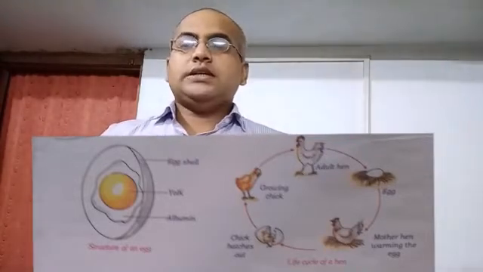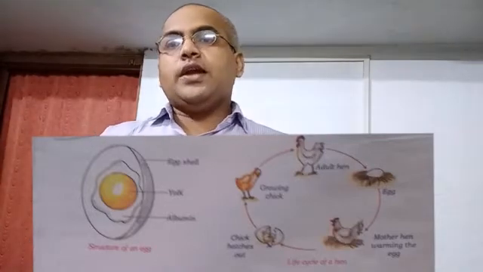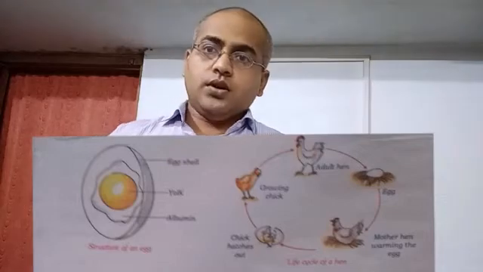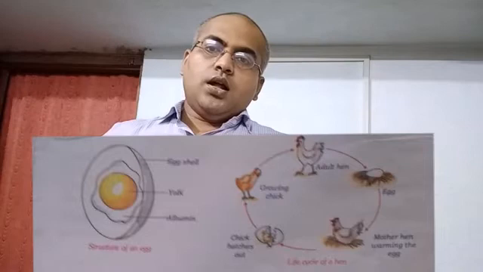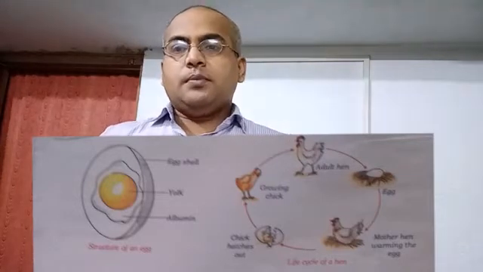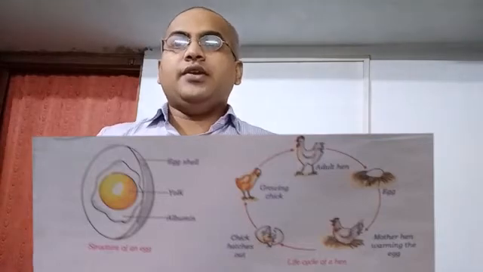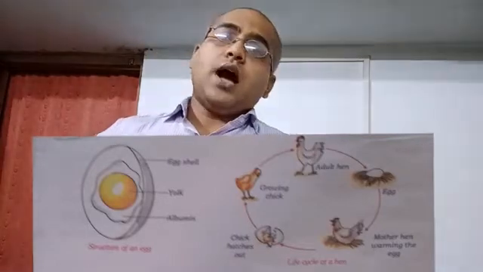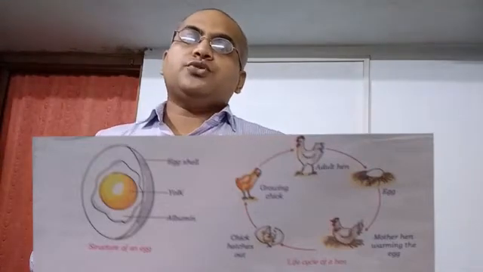Then comes the internal part, that is the middle part of the egg, which is yellow in color, and this is called yolk. It contains fats and minerals which are used by the baby bird for growth and nutrition. So this is how a new baby bird, or a new chick, is produced from an egg.